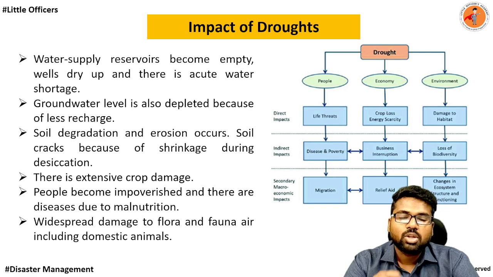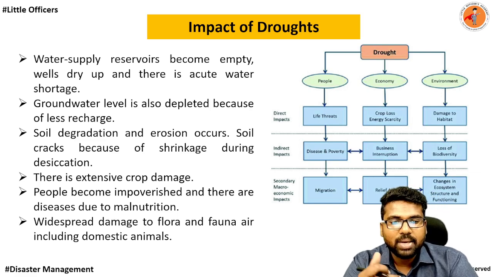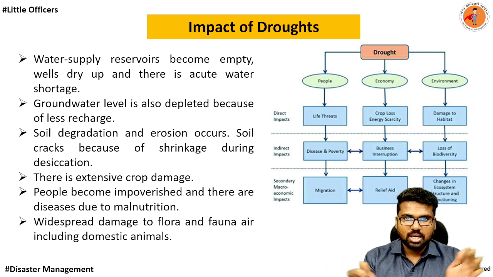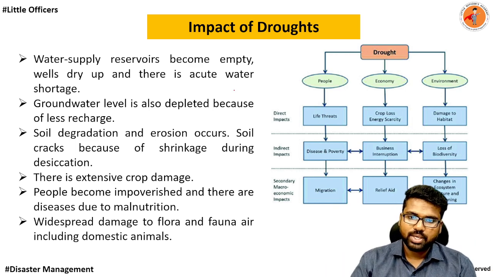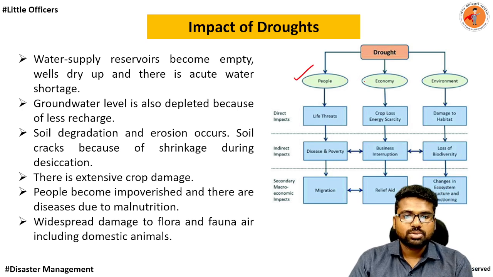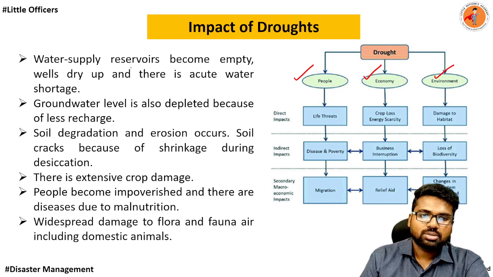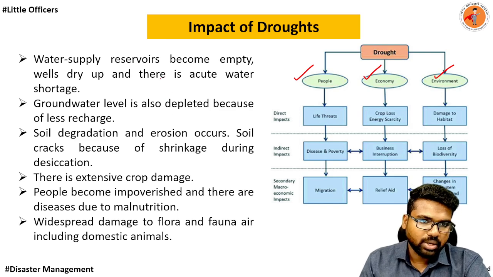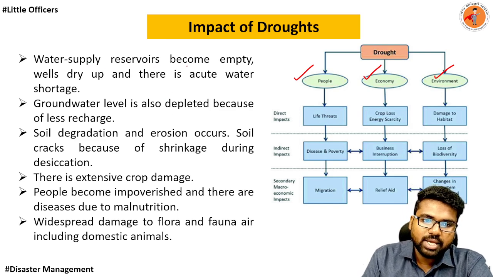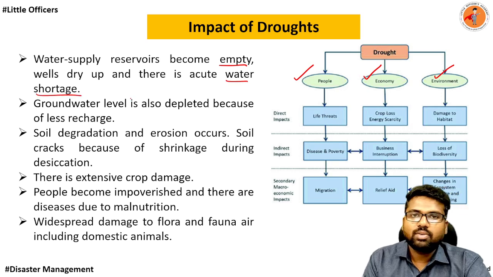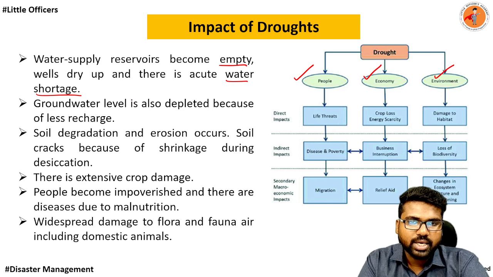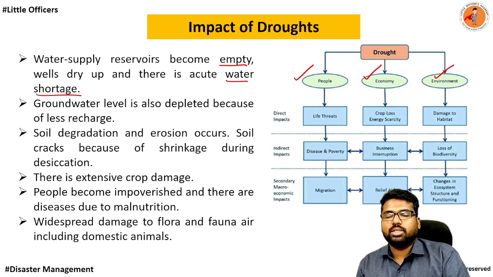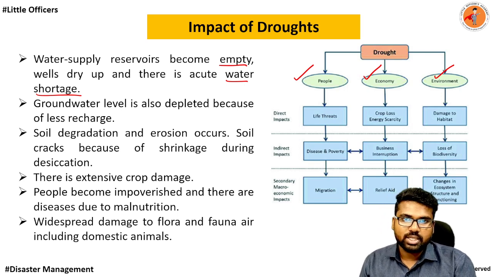Now, what are the impacts? See, these impacts can be clubbed into different segments. If you want, you can club them into impact on society, on economy, on environment, and on other aspects. You can also write the general points here. For example, water supply reservoirs may become empty and wells may dry up. So there can be water shortage. Even for drinking, you may not be able to get it. Then it will be an extra burden on the public exchequer to provide drinking water and all.